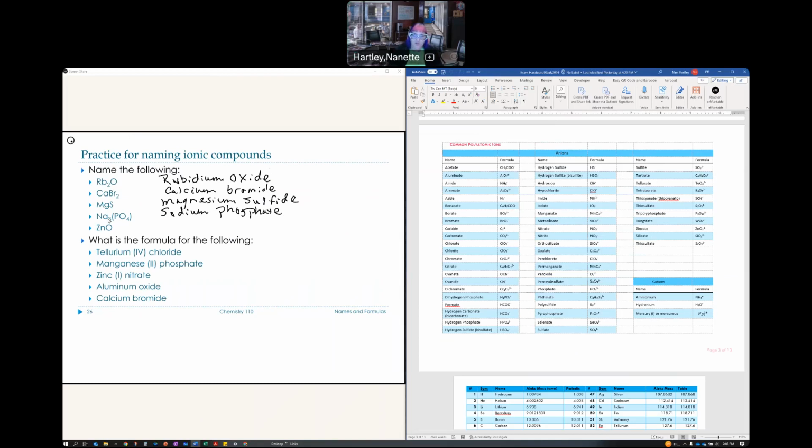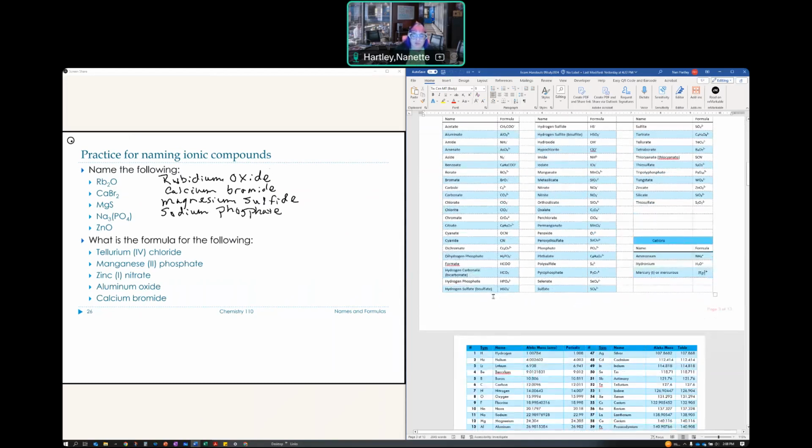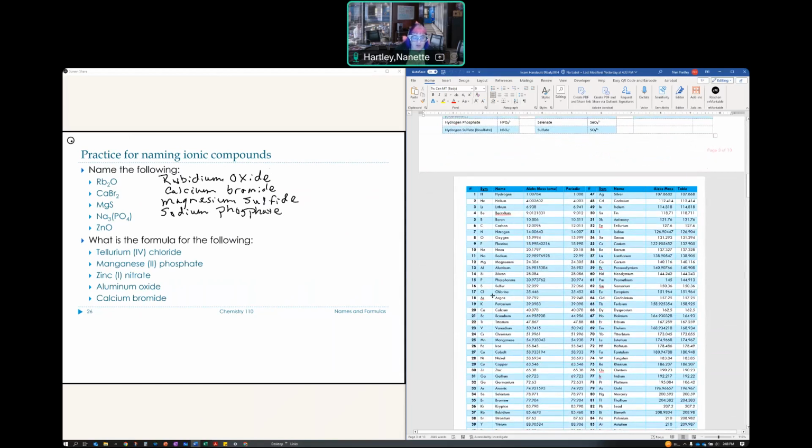Sodium phosphate. So it doesn't matter what it is in the table, we just write down the name. Okay. Cool. One more that I need to talk about, and I'm going to show you how I can do that from here.